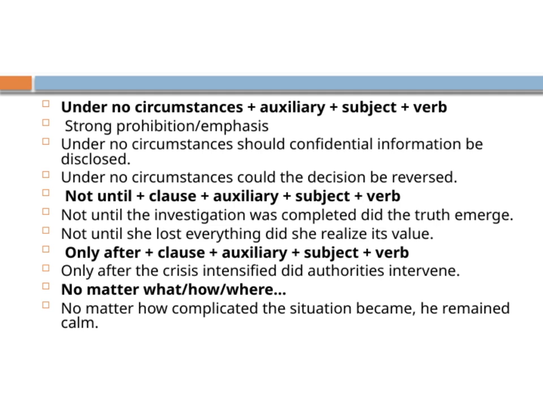Similarly, we can say, under no circumstances could the decision be reversed, meaning once a decision is made, it's final and cannot be undone, no matter the situation. Next, we have not until plus clause plus auxiliary plus subject plus verb. This phrase helps indicate that something only happens after a specific event or condition is met.